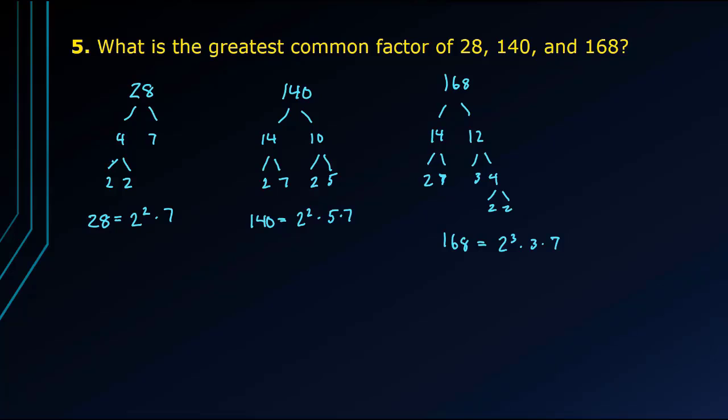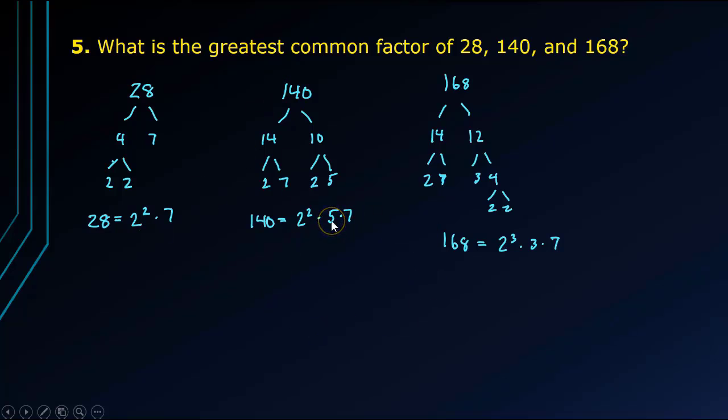So if I have like a 2 and not a 2, well, the greatest common factor is not going to have a 2 in it. So here, when I look at these 3, this one has a 2 squared, this one has a 2 squared, and this one has a 2 cubed. And so I'm going to take the 2 squared in this case. This one has a 7, this one has a 7, this one has a 7. So the greatest common factor is going to have a 7.